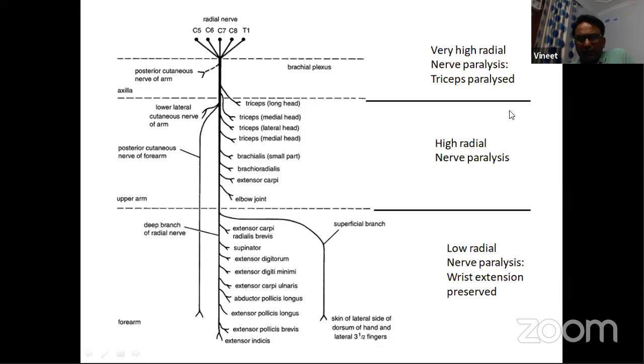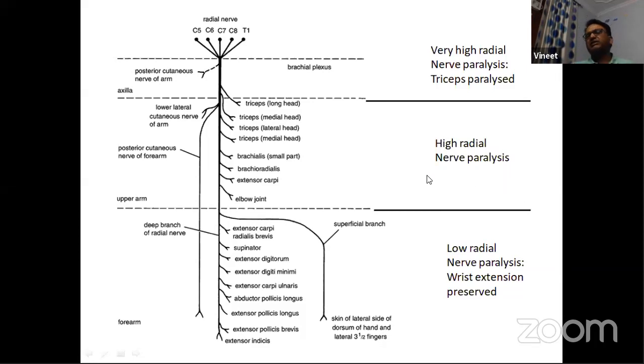Plus, I would like, at this stage, to bring about this classification of a very high radial nerve paralysis. These injuries are usually in the axilla, which is proximal to the branches supplying the triceps, and the triceps is paralyzed. It's a rare scenario where the radial nerve is paralyzed distal to the brachial plexus but proximal to the triceps branches. So practically, we don't see these patients very often.